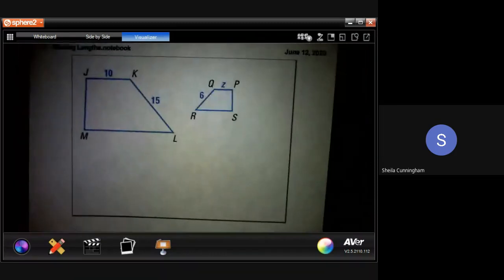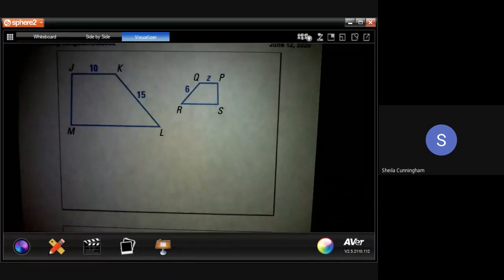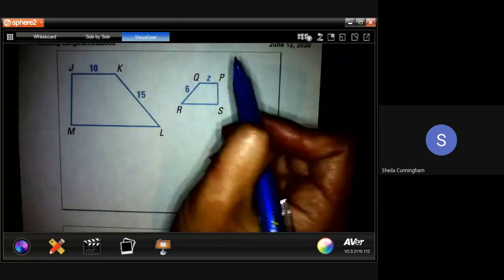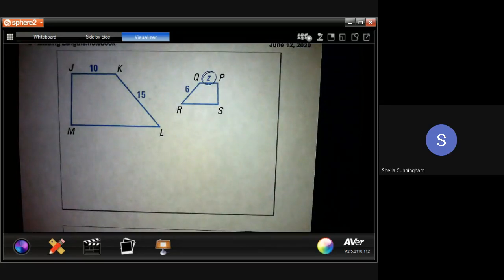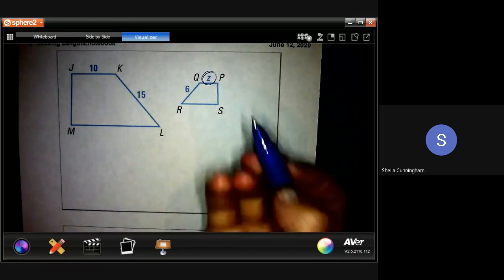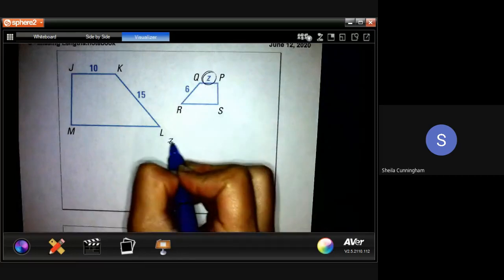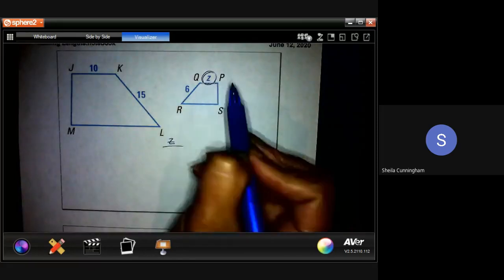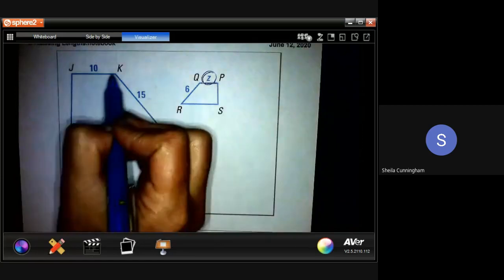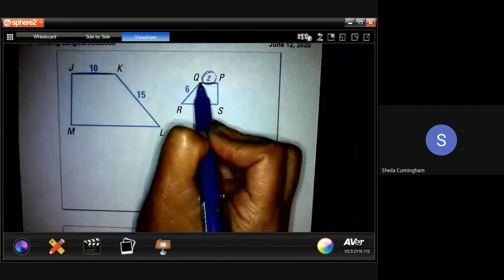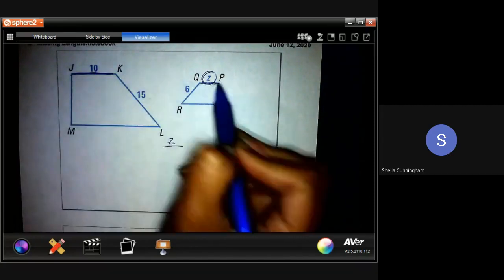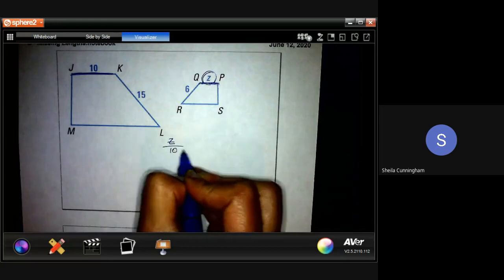Okay, let's try the next one. This time we're trying to find Z. This is our missing value right there. So same thing, we have to look for corresponding sides. You want to create that proportion now of what corresponds to what. So right now I have Z, and it corresponds to, looking at just the shape and what we're looking at, these look like they're flipped, but at the same time, these look like they're corresponding. Okay, JK to QP. So in this case, I'm going to have Z over 10.